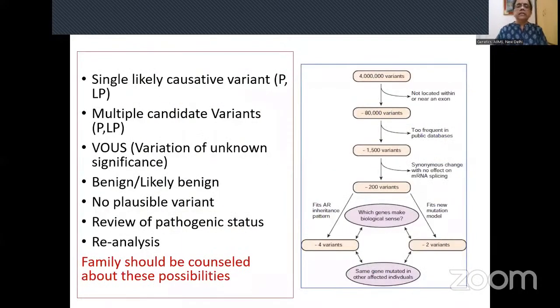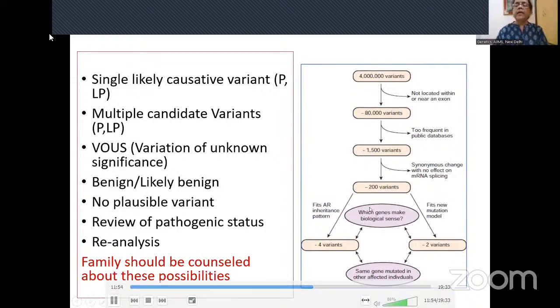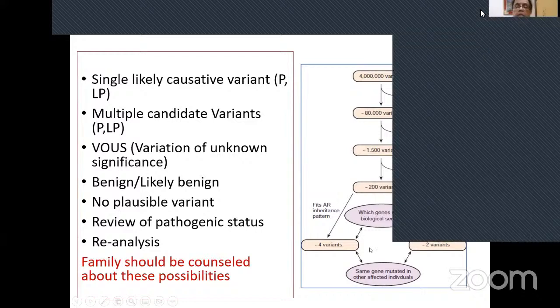So when you get the results, after the evaluation, which is very extensive because they get a large number of variants which are to be filtered at various levels before we can come down to the causative variant, which may not be reached, removing the variations which are found in the normal population, and then you may or you may not reach a conclusion.